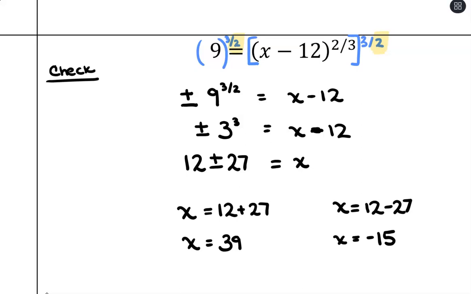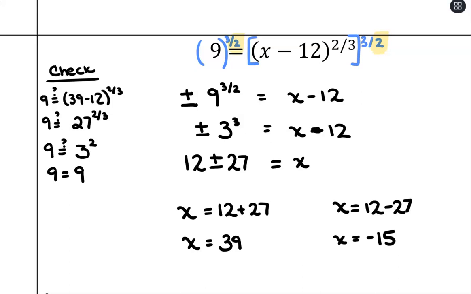So we want to see if 9 is equal to, if we plug in 39, 39 minus 12 to the 2/3. So is 9 equal to 39 minus 12, which is 27, to the 2/3? The cube root of 27 is 3, and that's going to be squared. So 9 equals 9. Awesome.